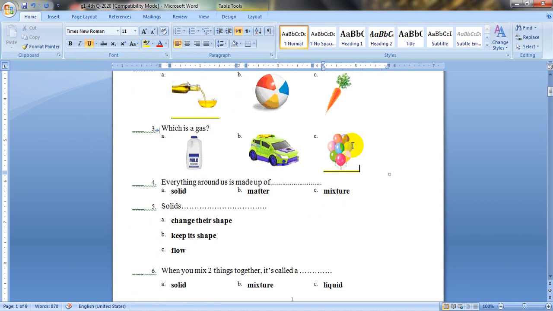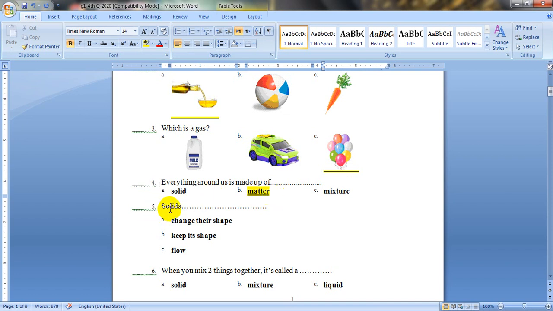Now let's move to the fourth. Everything around us is made up of solid, matter, mixture. All the things that surround us are made up of matter, as we studied, and this matter could be solid, liquid, or gas. We cannot say everything around us is made of solid because we have also liquids and gases. And we cannot also choose mixture because anything around us could be made up of just one kind of matter, not a mixture. So the answer here will be letter B, which is matter.